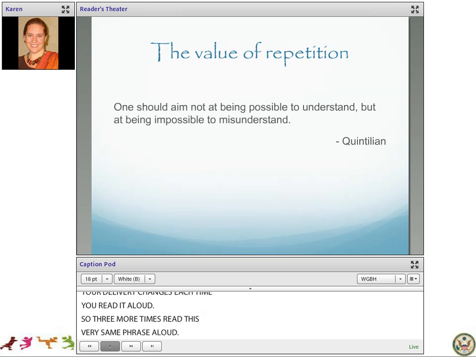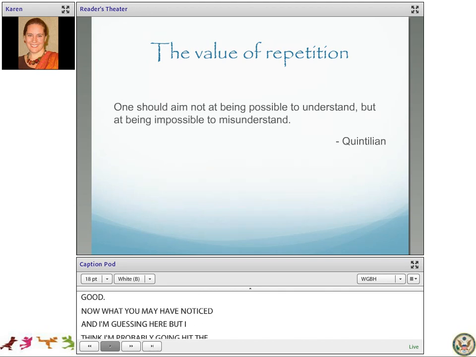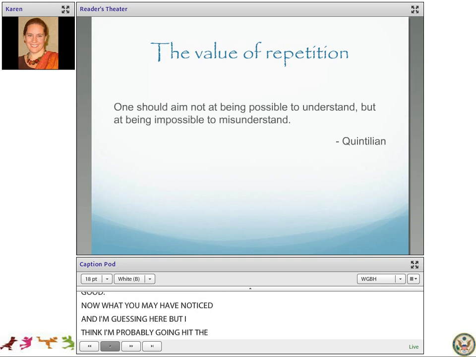Good. Now what you may have noticed, and I'm guessing here, but I think I'm probably going to hit the nail on the head there, is that each time you've read it, first of all, it's been delivered a little bit more quickly, each of those 3 in the 4th time. Secondly, I think you're probably delivering more intonation and pausing and more expressive features than the very first time you read it aloud. So let's look at exactly what's happening when we become that slightly more fluent reader.